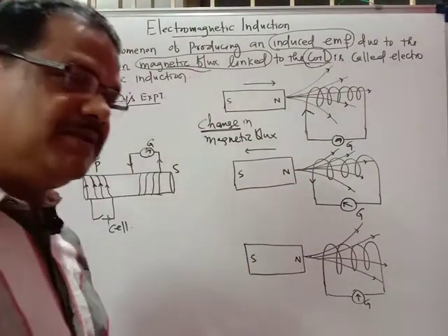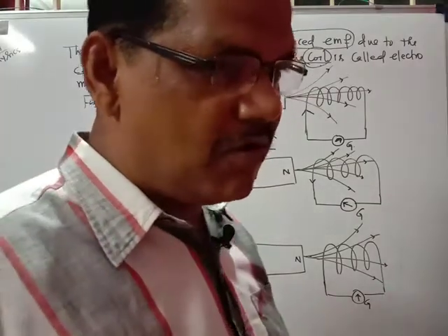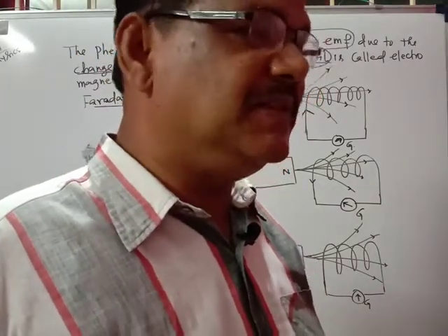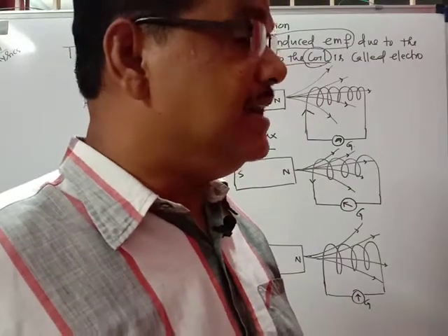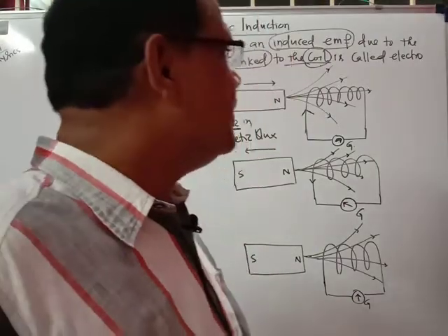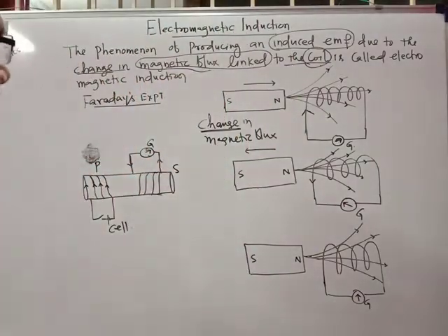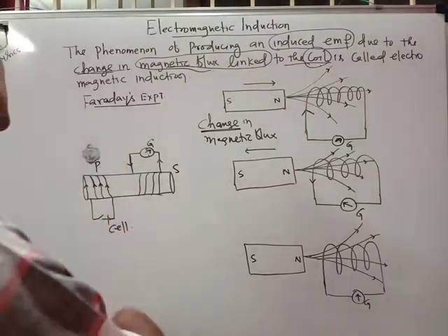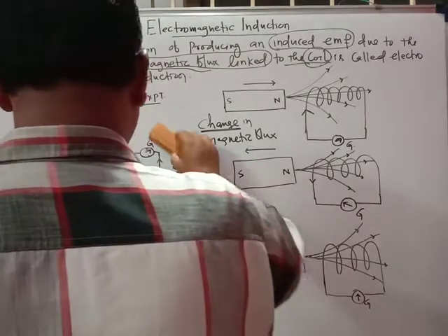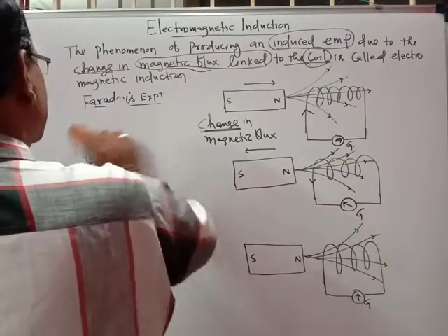From that experiment, we conclude that whenever a change in magnetic flux is linked to a coil, an induced EMF is produced in the coil. This phenomenon is called electromagnetic induction. By this phenomenon, we can produce electric current. So what are Faraday's laws of electromagnetic induction?